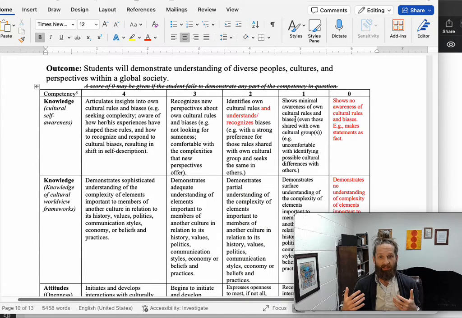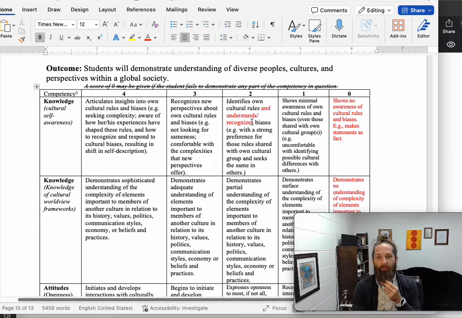But if you want to see exactly what that stepwise progression is, so you can see what's working out, have them do a self-reflection where they have an opportunity to demonstrate their cultural self-awareness. And then take it and use this rubric and say, okay, did they show any awareness of cultural rules and biases? If so, all right, they've got 1. What about here? Do they recognize and understand their biases? If so, then they've got at least a 2. Move up here.